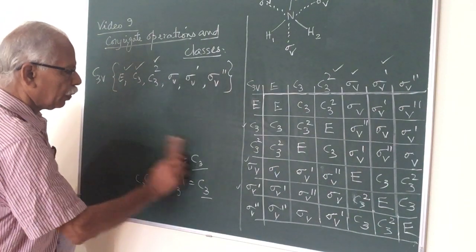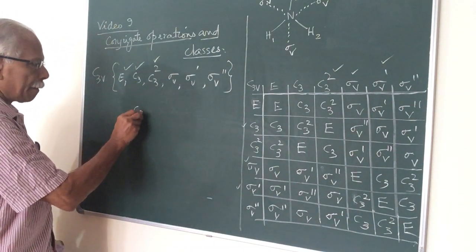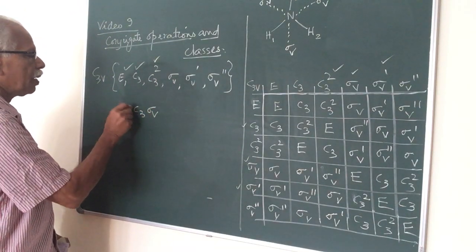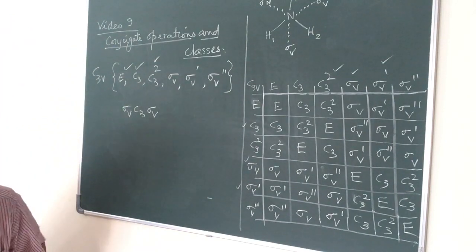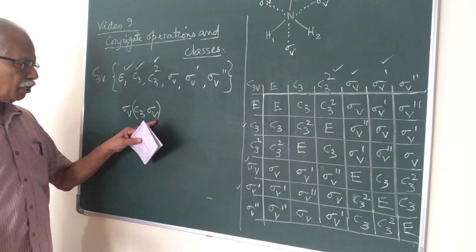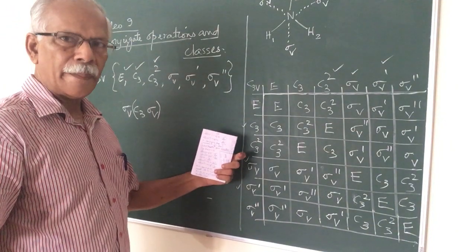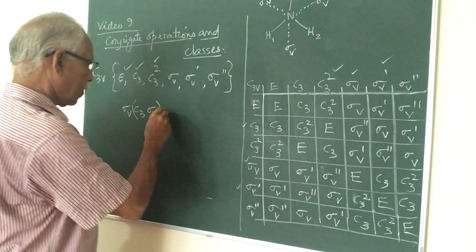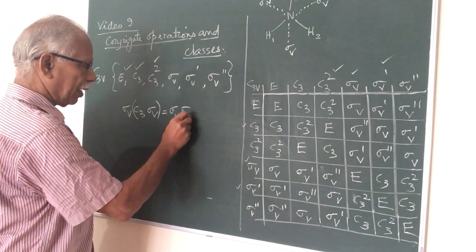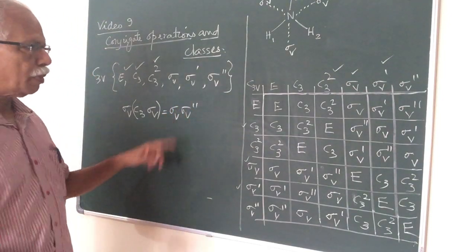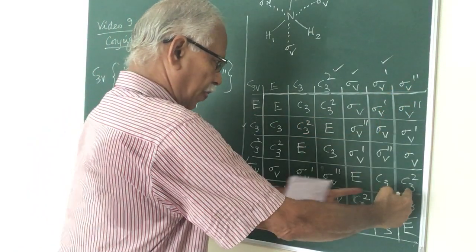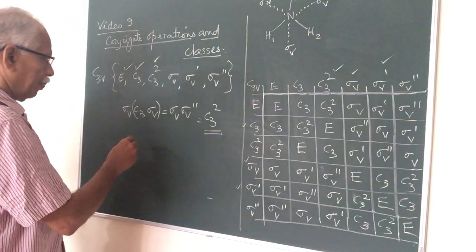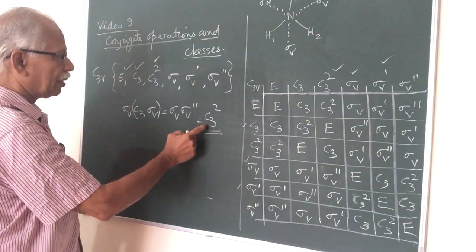Now do with sigma v on the right side and its inverse sigma v on the left side. In order to get the product of sigma v and C3, you look to the multiplication table. Sigma v C3 is sigma v2 dash. Sigma v2 dash into sigma v is getting C3 squared. So C3 has a conjugate C3 squared.